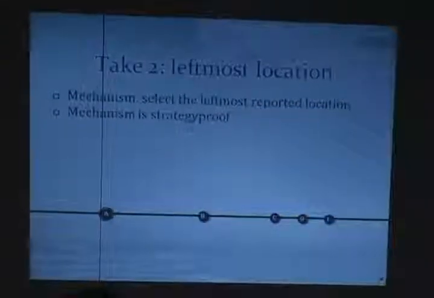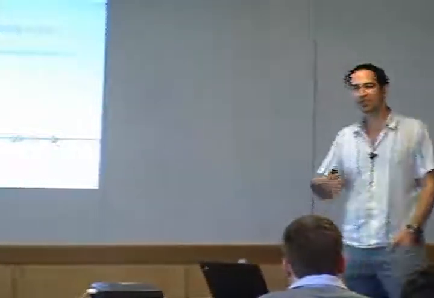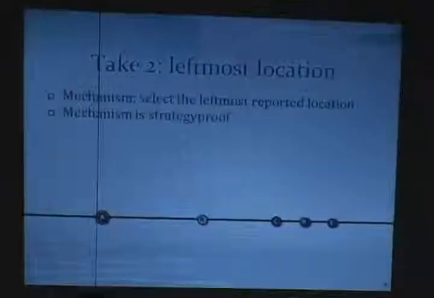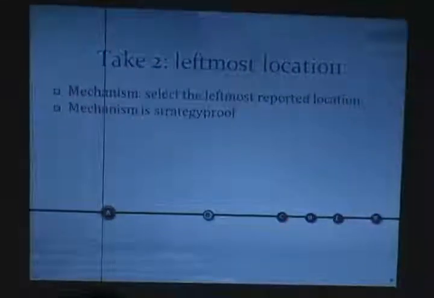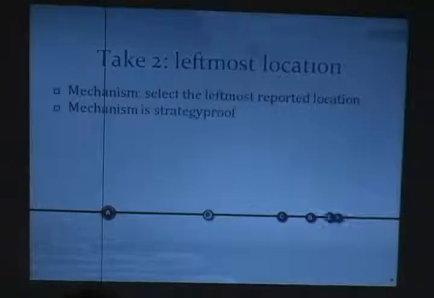Now this mechanism, this very simple mechanism, is strategy proof. Let's try to see why this is true. Let's say agent B is trying to lie, just to get some intuition. If agent B reports any location to the right of his location, nothing changes. The leftmost reported location is still the same guy. So you can lie and say, I'm actually somewhere to the right, but then the outcome of the mechanism wouldn't be affected.